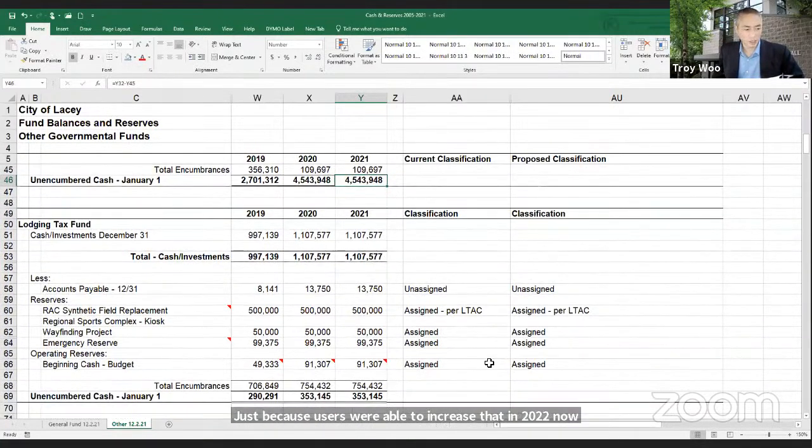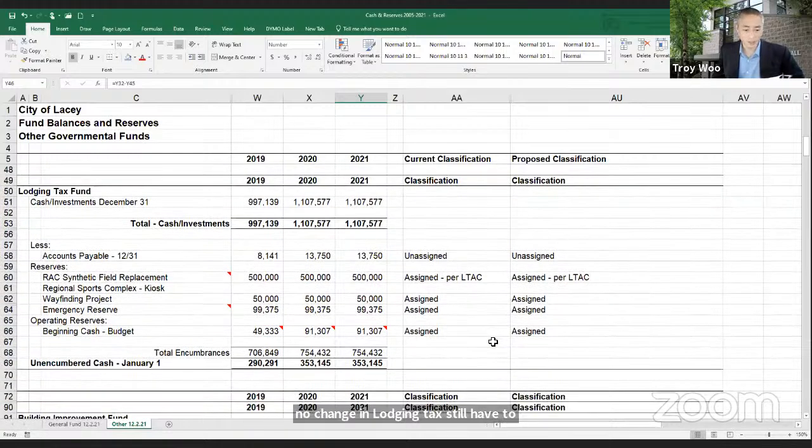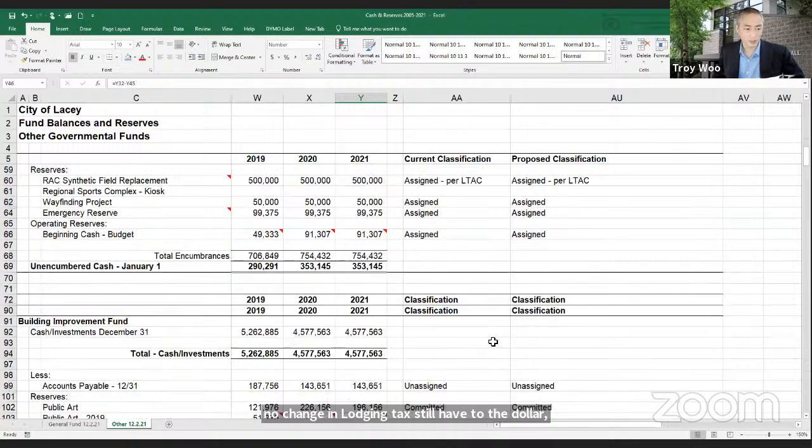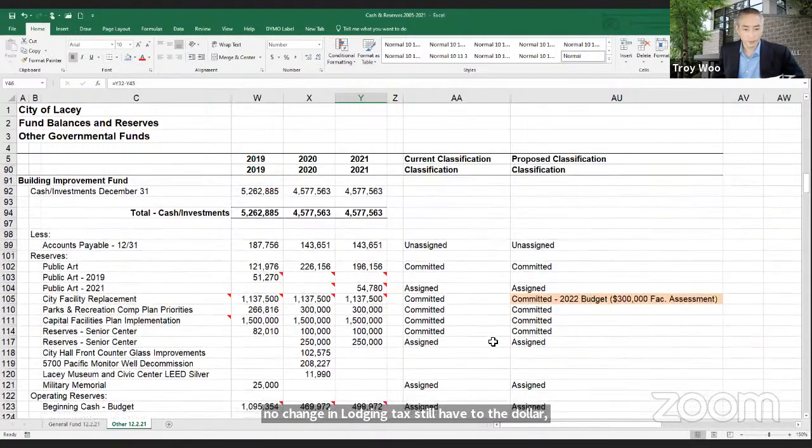No change in lodging tax, basically no change in 2021. Building improvements: in 2022, we have $300,000 for a facility assessment and software purchase. This is really to track the condition of our facilities, so we can better plan for scheduled maintenance and repairs.